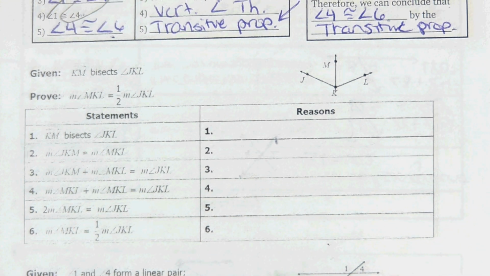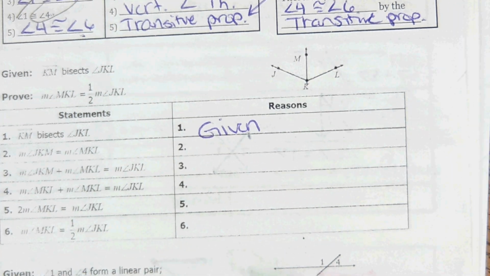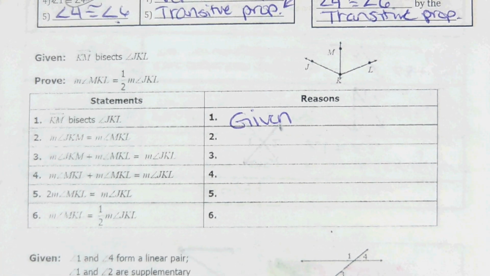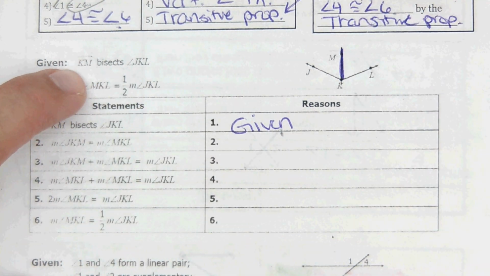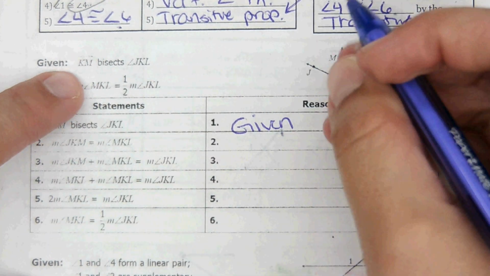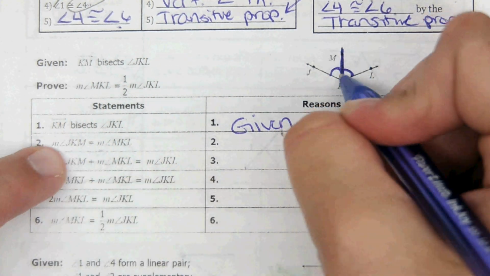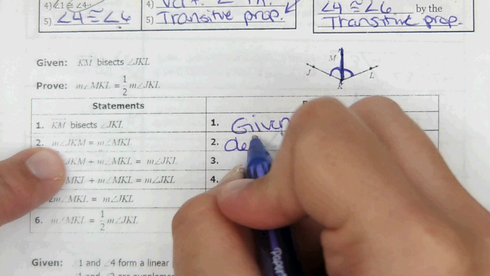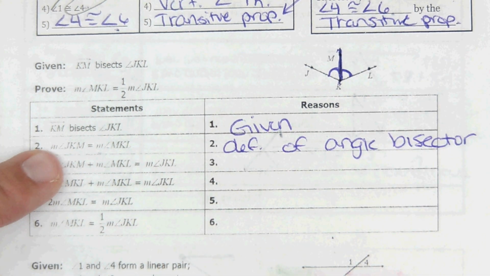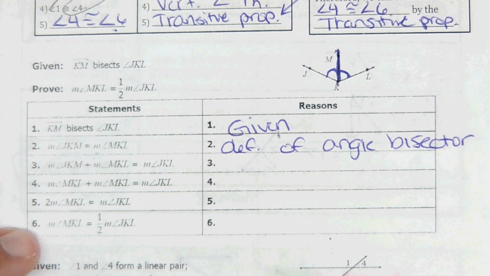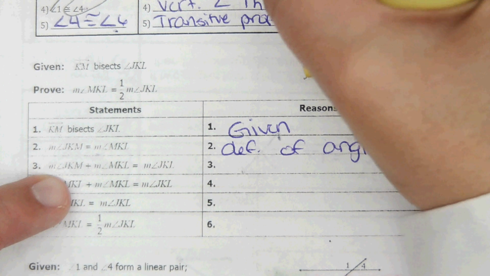Okay, looking at this situation, before I even look at it though, I'm going to try to maximize my points and just put in given. Okay, so then from here, I'm looking at what the given actually says. It says KM bisects this angle. So by this being a bisector, that means this side of the angle is the same measure as this side. And that's literally what my next statement says. JKM is equal to MKL. That would be definition of angle bisector.